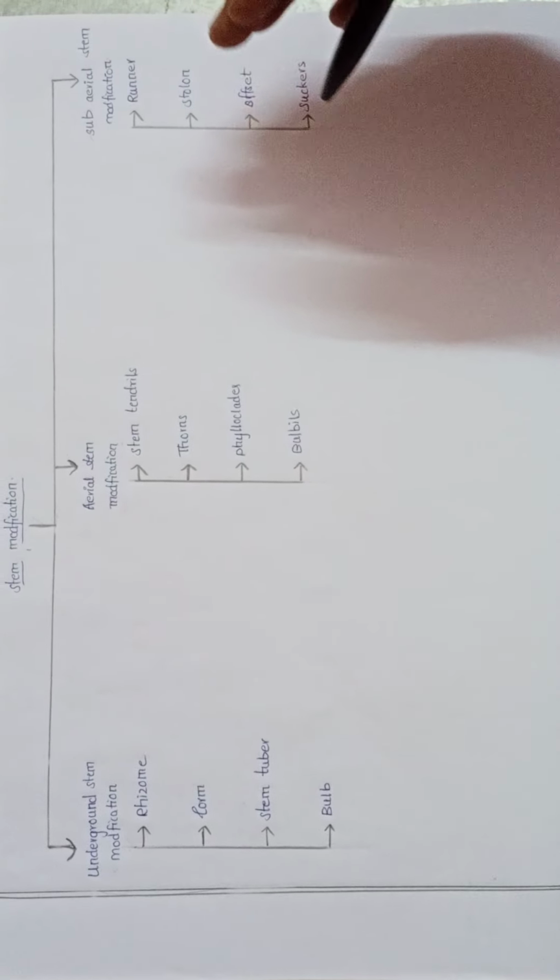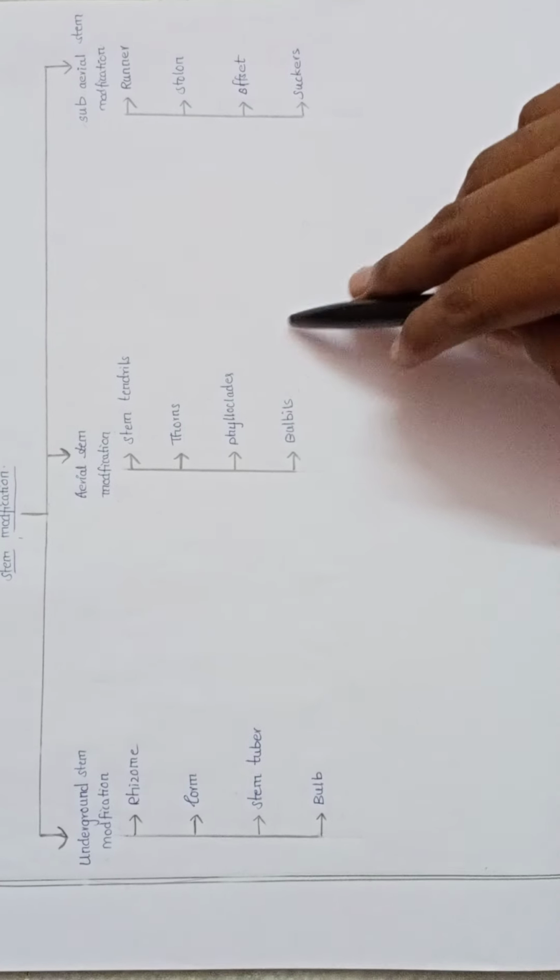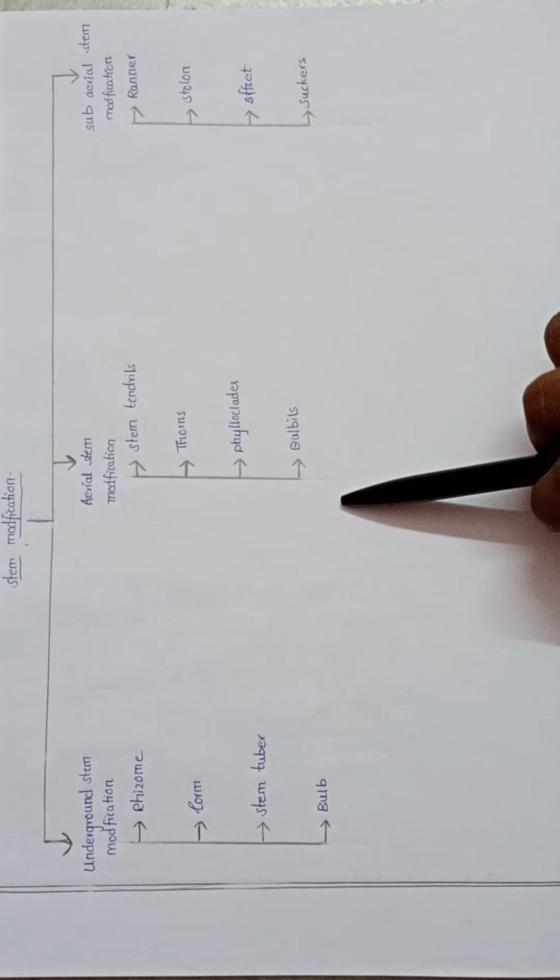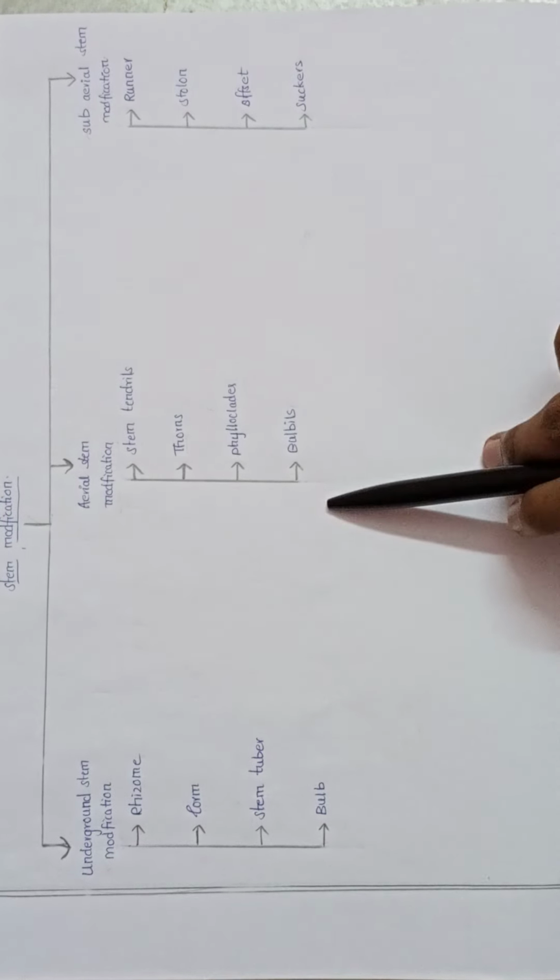What is subaerial? Somewhat in the water, somewhat in the air. They are exposed to both water and air. Aerial means they are exposed to air. Underground means they are underground soil modifications. These are exposed to air modifications. These are exposed somewhat in air and somewhat in soil.